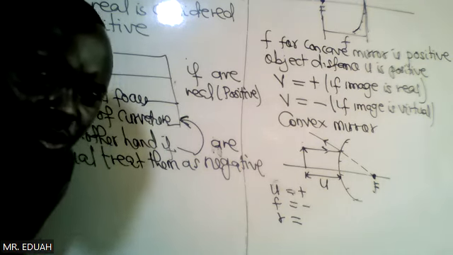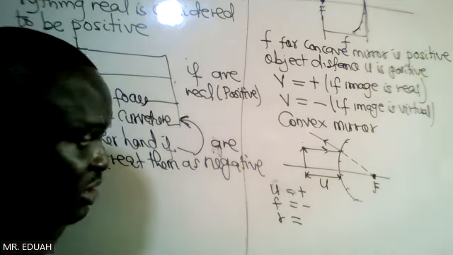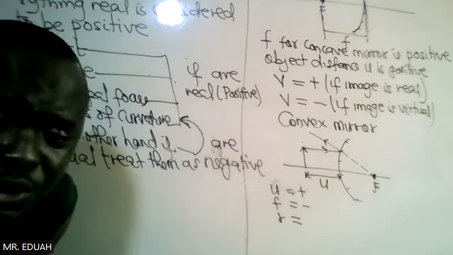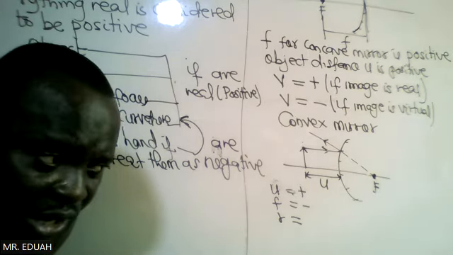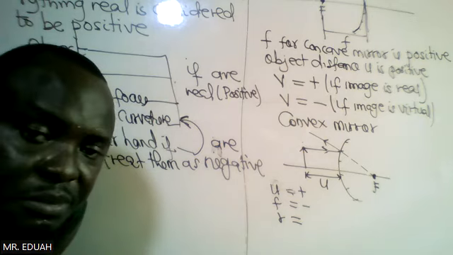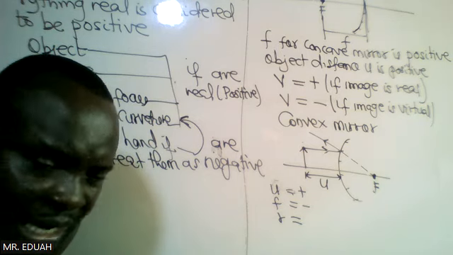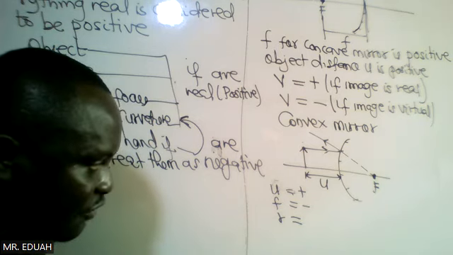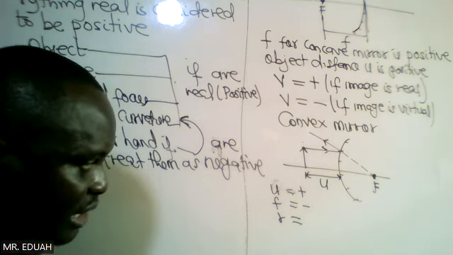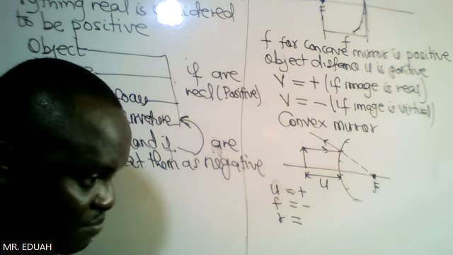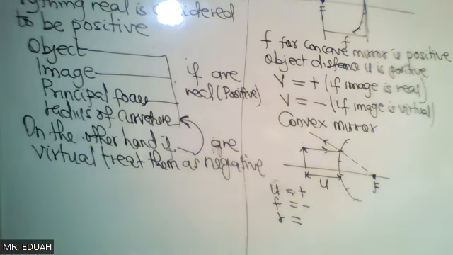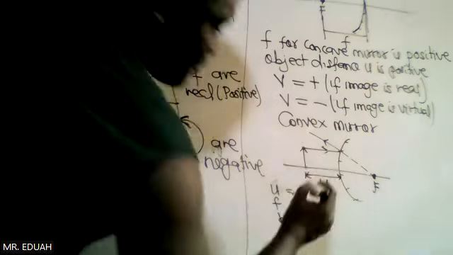As I ask the question, what will you make of the radius of curvature of a convex mirror? Will it be positive or negative? Ekweadoma, the radius of curvature of a convex mirror, will it be positive or negative? Negative. It's negative.